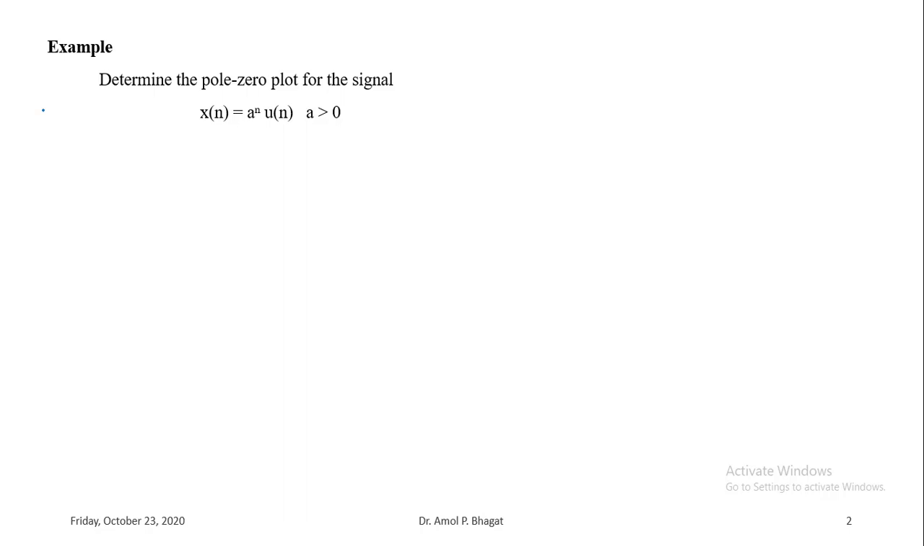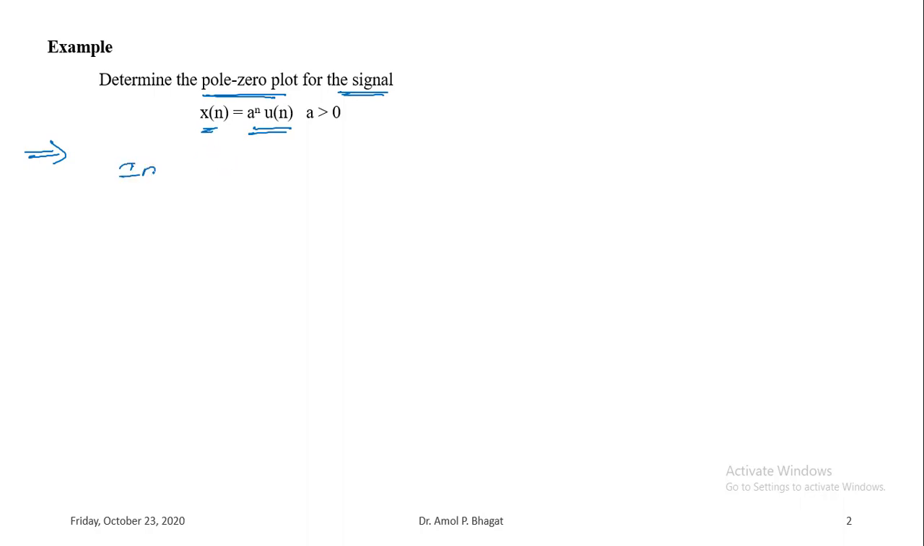So here is the example. Here we have to determine the pole zero plot for the signal x of n is equal to a to the power n u of n. Okay, so in this case initially we'll determine the z transform for x of n.